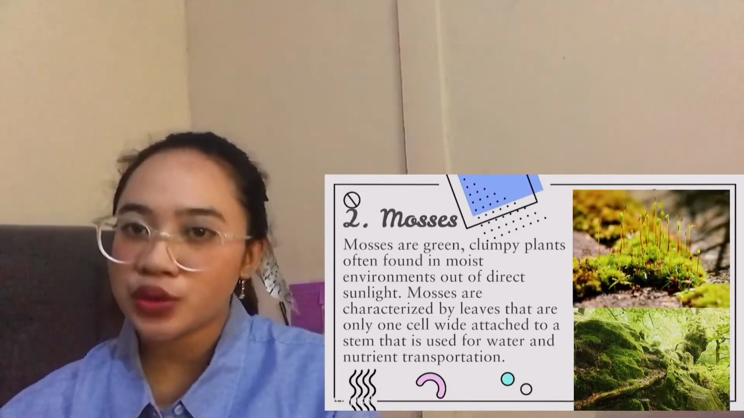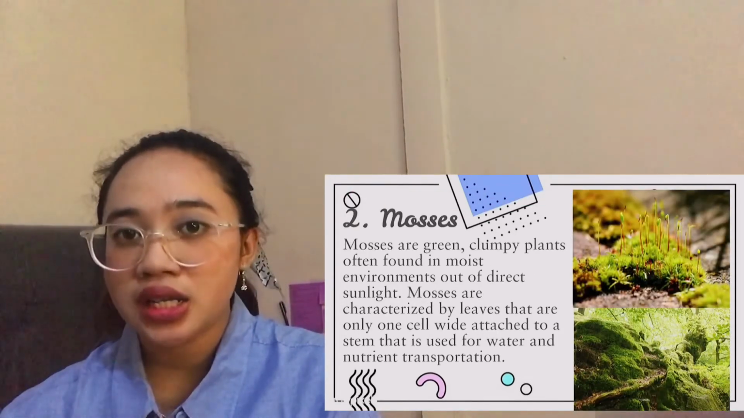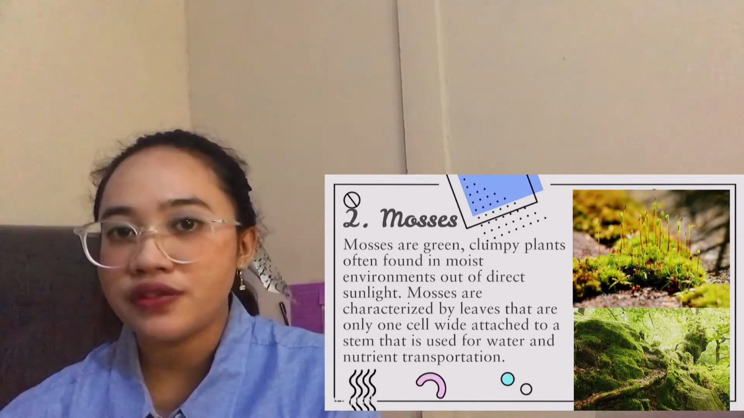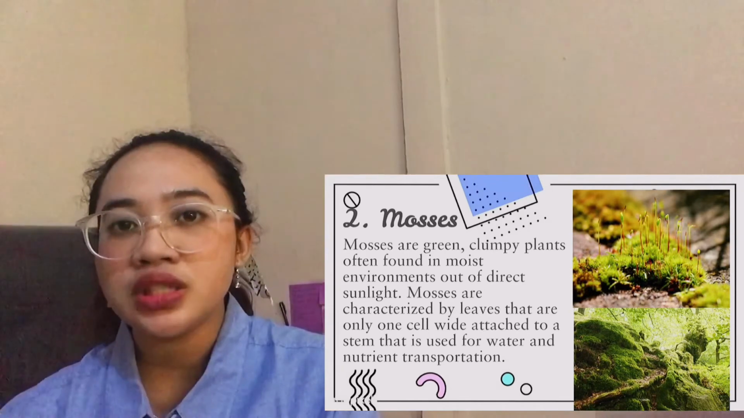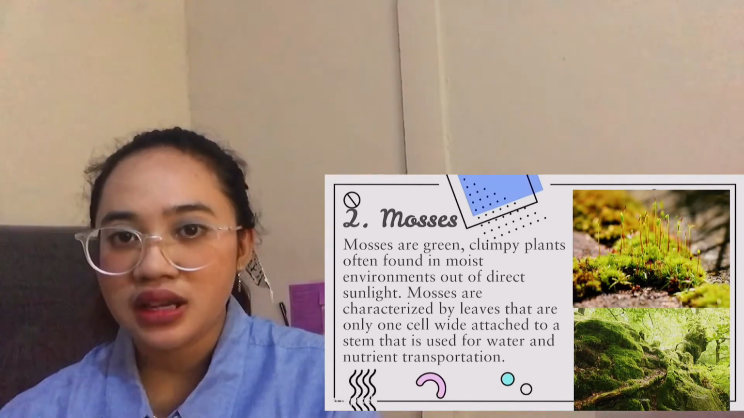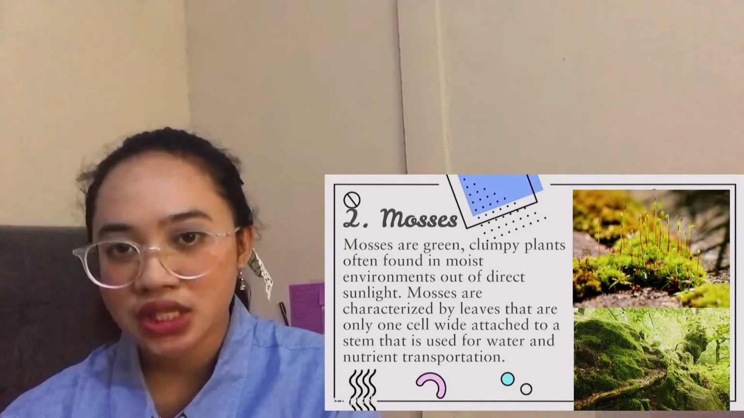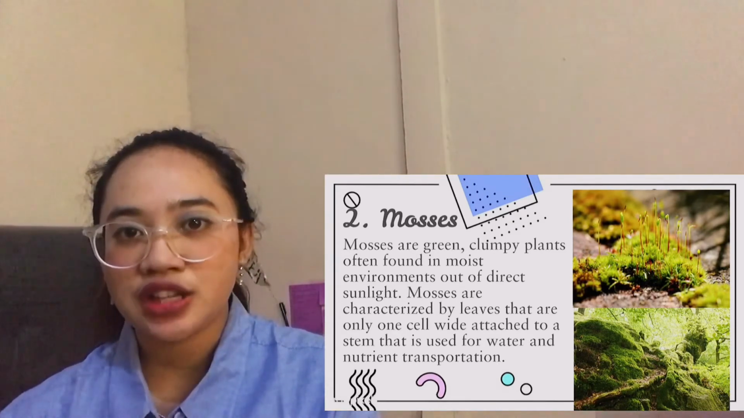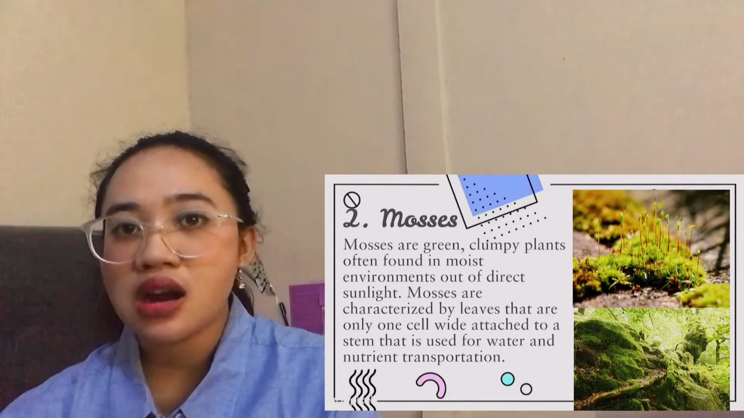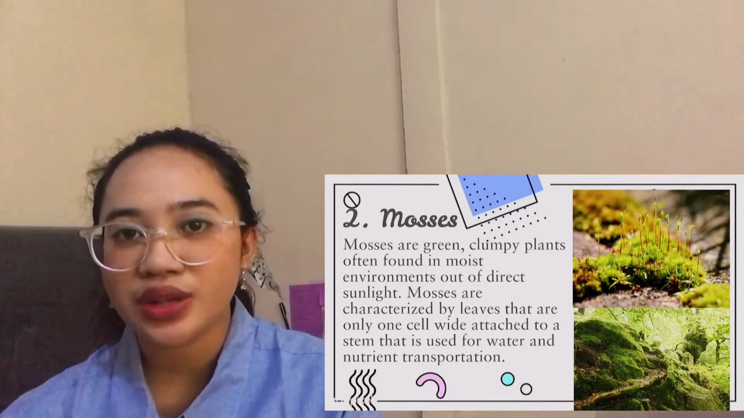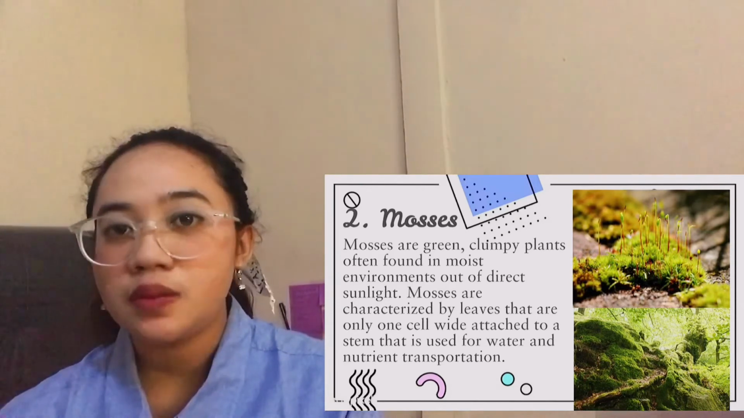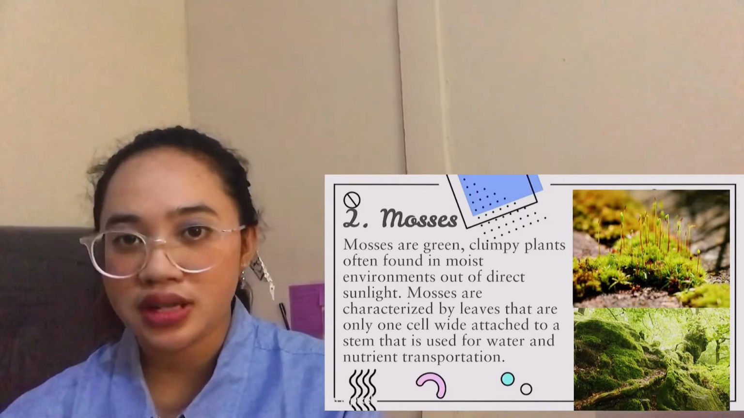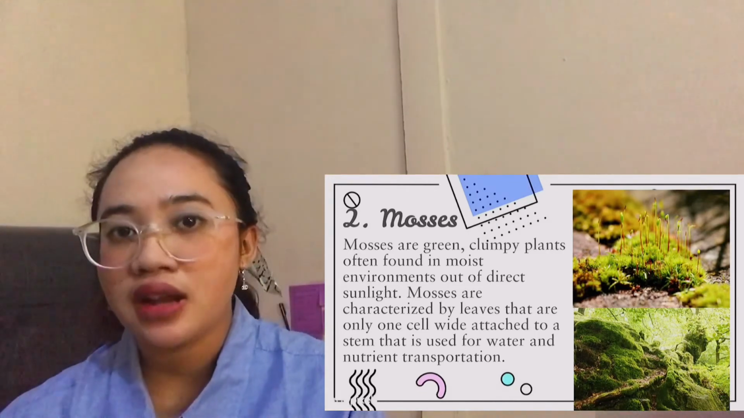Number 2 is mosses. Mosses are green, clumpy plants often found in moist environments out of direct sunlight. Mosses are characterized by leaves that are only one cell wide attached to a stem that is used for water and nutrient transportation. Mosses are able to absorb a substantial amount of water and have historically been used for insulation, water absorption, and as a source of fuel.